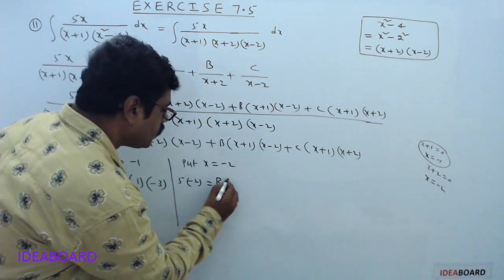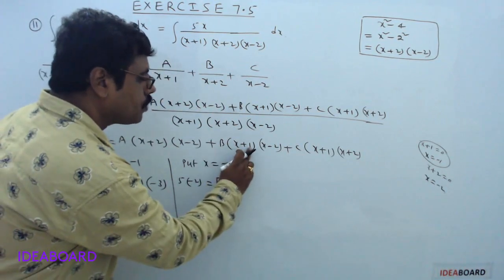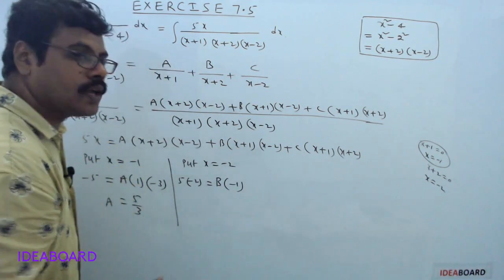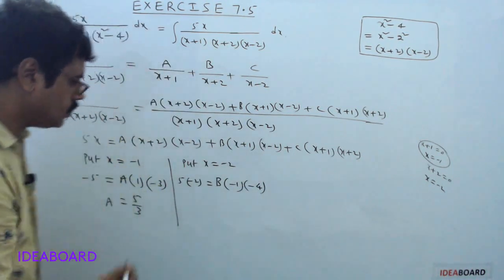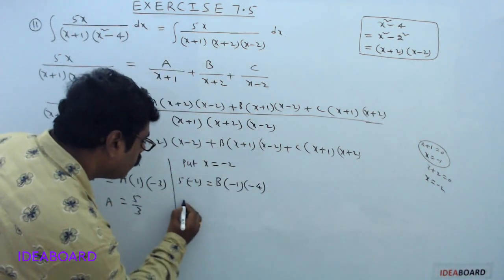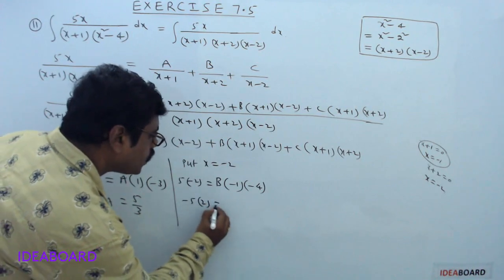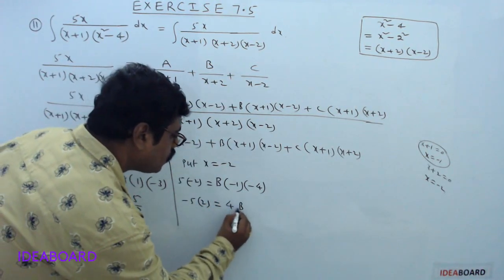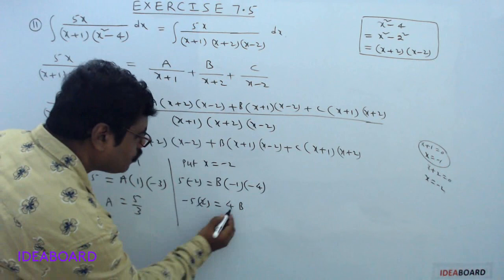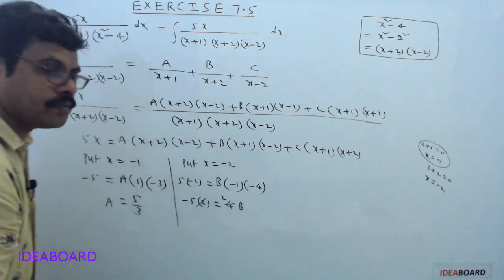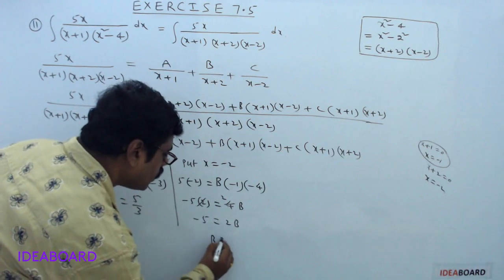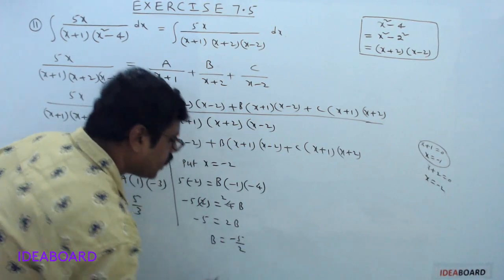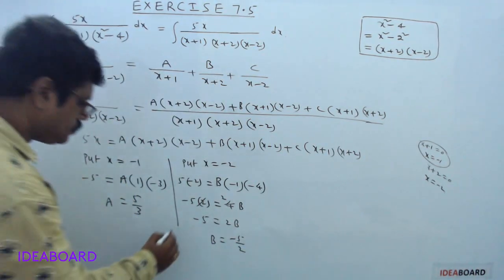This is b into (minus 2 plus 1), minus 1, into (minus 2 minus 2), minus 4. So here it will be minus 5 into 2 equals 4b. Now 2 will be cancelled in 4 two times. So minus 5 equals 2b. Therefore b is minus 5 divided by 2.